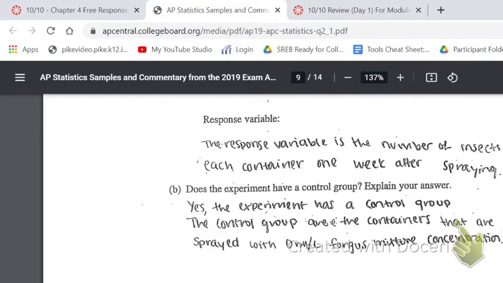It would not have been incorrect to expound on that, but as we saw in the previous student's example, when they said it's because they received no treatment, that's what knocked them down to a partially correct. One of the treatment conditions is to get a spray that has no fungus in it. Does that make sense? This was scored as essentially correct here.